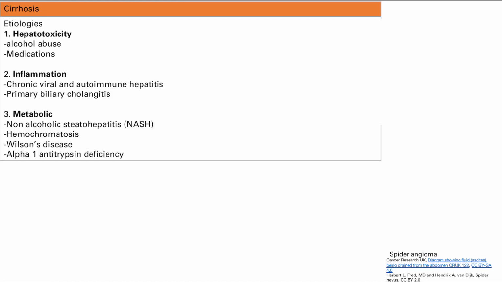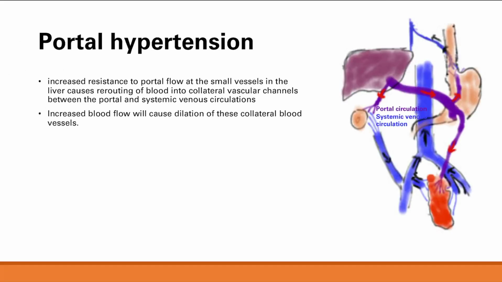So we talked about what is cirrhosis. Cirrhosis is basically chronic liver failure, poor liver function. It's due to chronic damage and inflammation with fibrosis. So fibrosis basically means the liver doesn't work very well because it's being replaced by scar tissue. Etiologies of this chronic liver disease, we can classify into three: hepatotoxic, inflammatory, metabolic. Okay. Now, before we get into clinical features, I'm going to talk to you about portal hypertension.